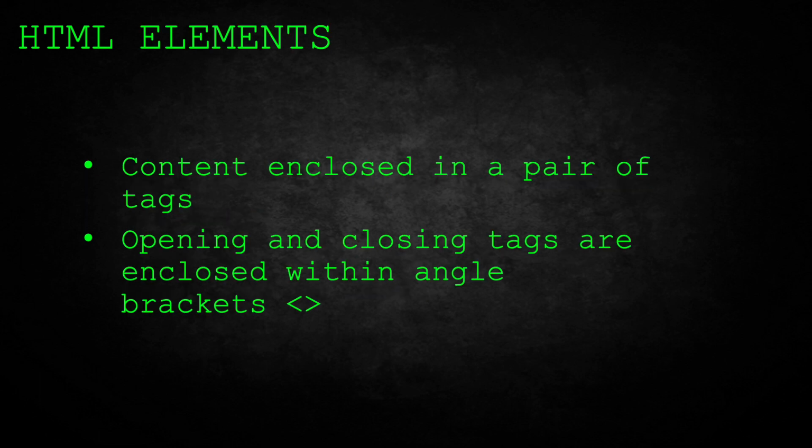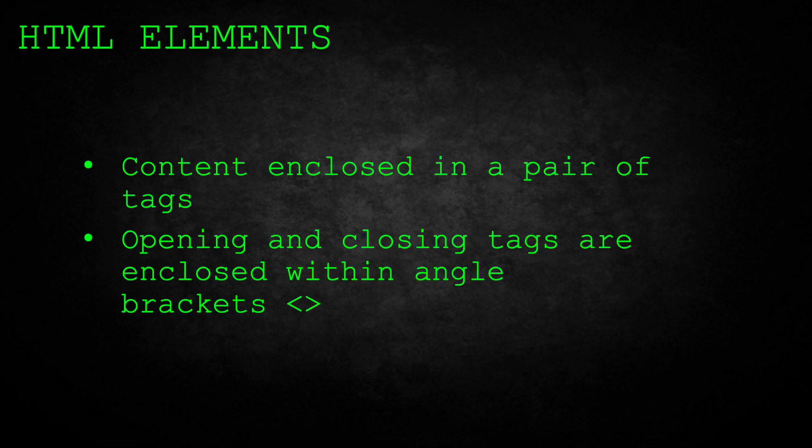Now, HTML consists of elements. An element is a piece of content that's enclosed within a pair of tags. The opening tag tells the browser to start displaying the element, while the closing tag tells the browser to end the display of the element. Tags are typically enclosed within angle brackets. For example, the paragraph element is created using an opening P tag and a closing P tag, with the actual content of the paragraph between the opening and closing tags.